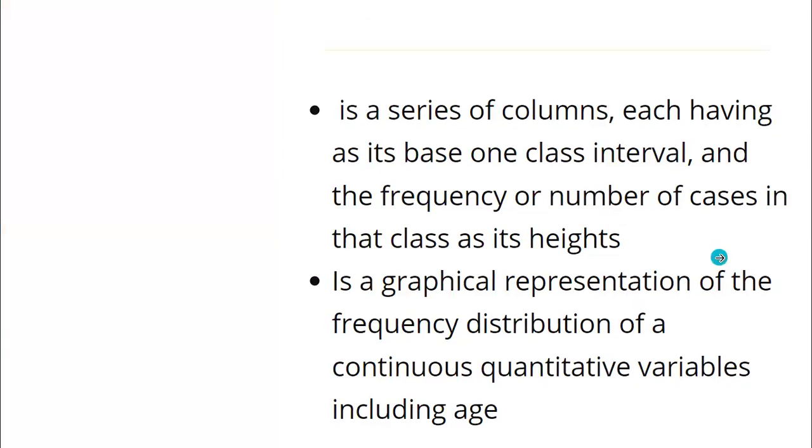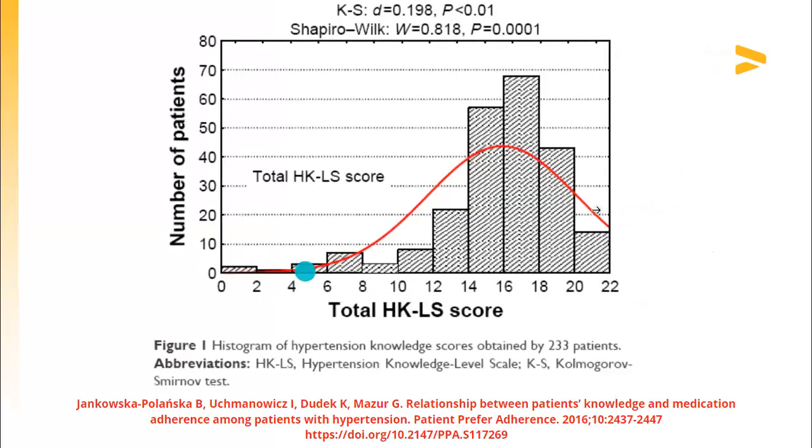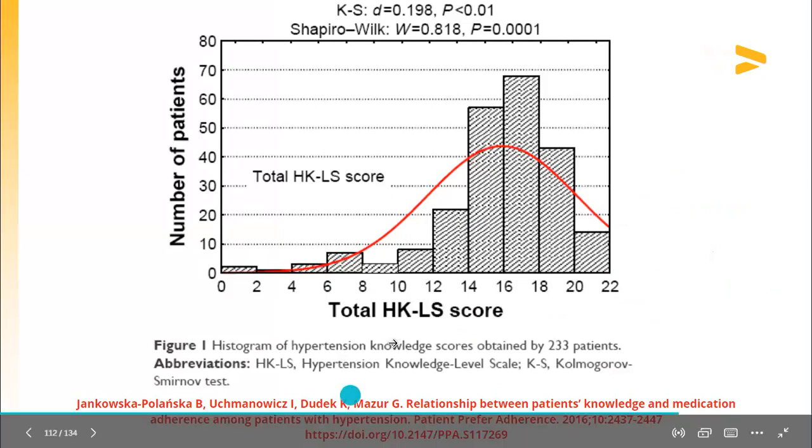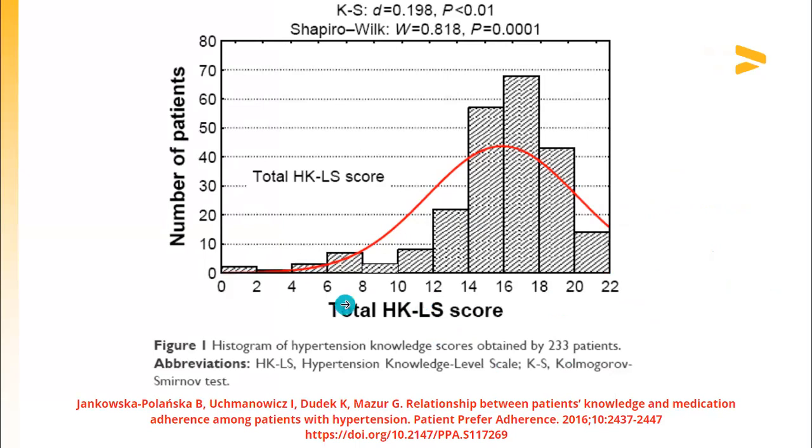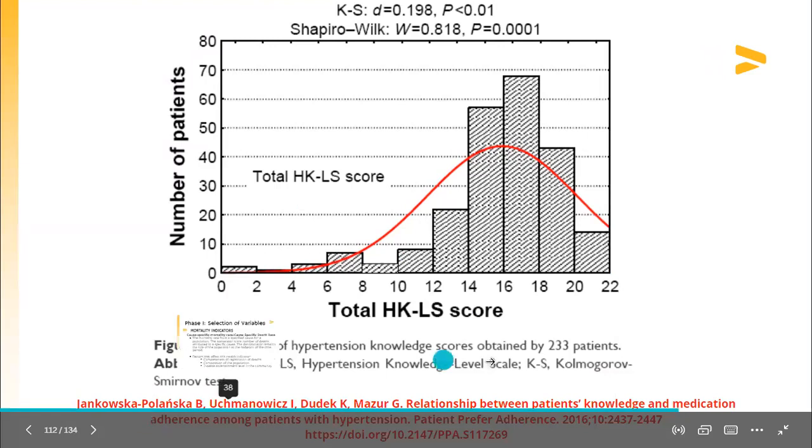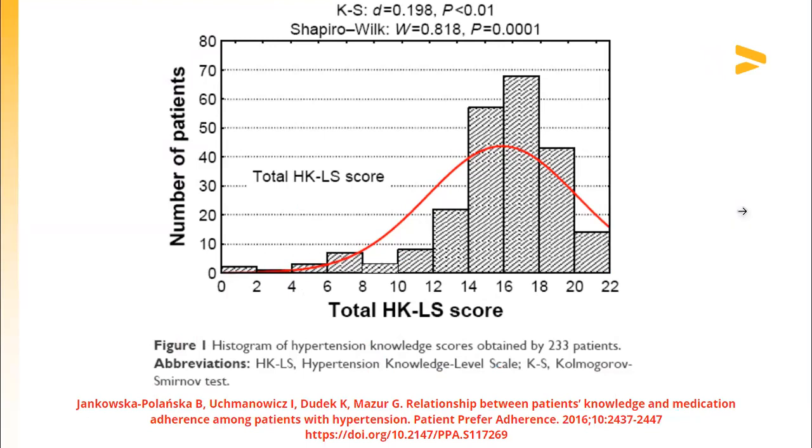So here, this is a very good histogram showing the hypertension knowledge scores obtained by 233 patients. This would show us the number of patients with that particular knowledge score. We have footnotes here, we have title, and then we also have abbreviations defined and correctly labeled vertical and horizontal scales.